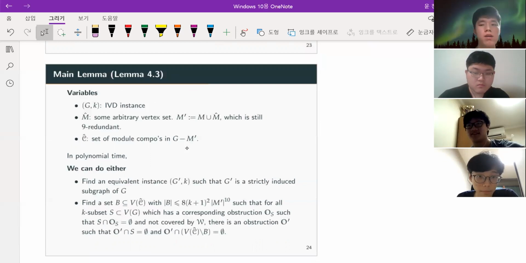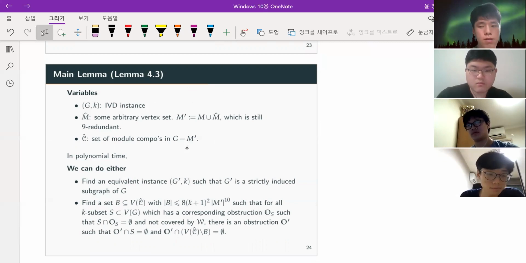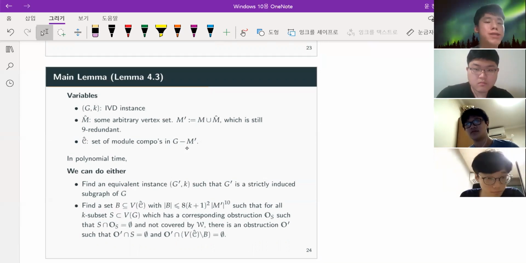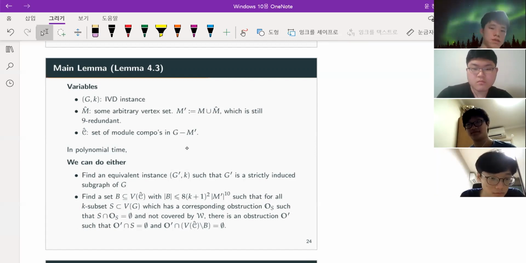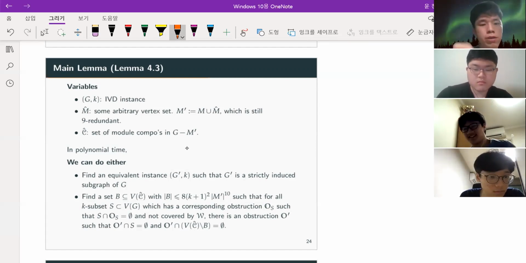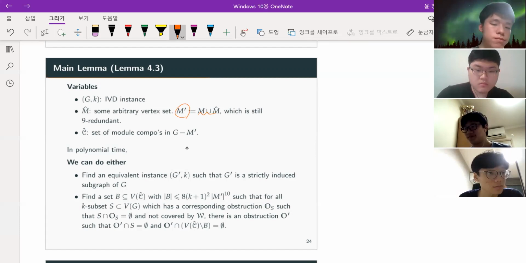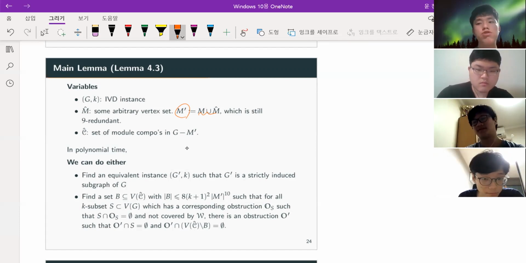So our main lemma, denoted as lemma 4.3, takes a whole slide, fits in a whole slide with a description. So given an IVD instance G with k and some arbitrary vertex set M hat, which is just an additional vertex set, and in practice we deal with M prime, M attached with M hat, which is still a 9-redundant solution. And C hat is a set of module components in G minus M prime.